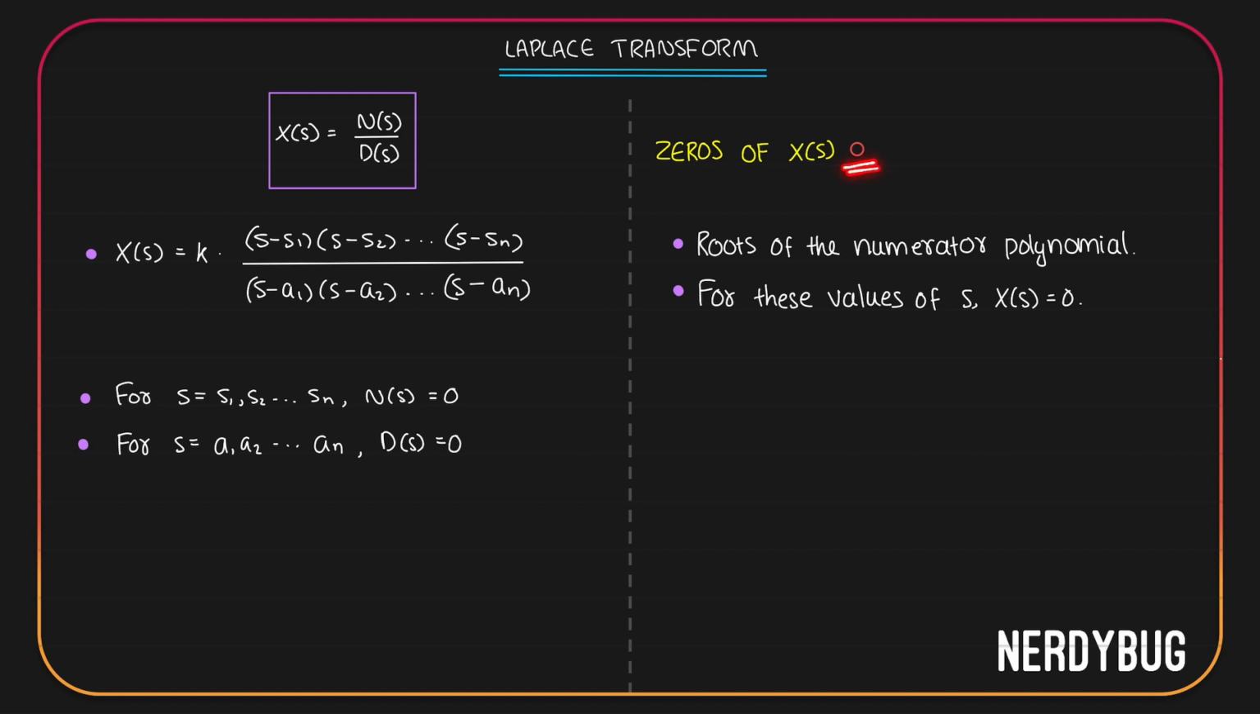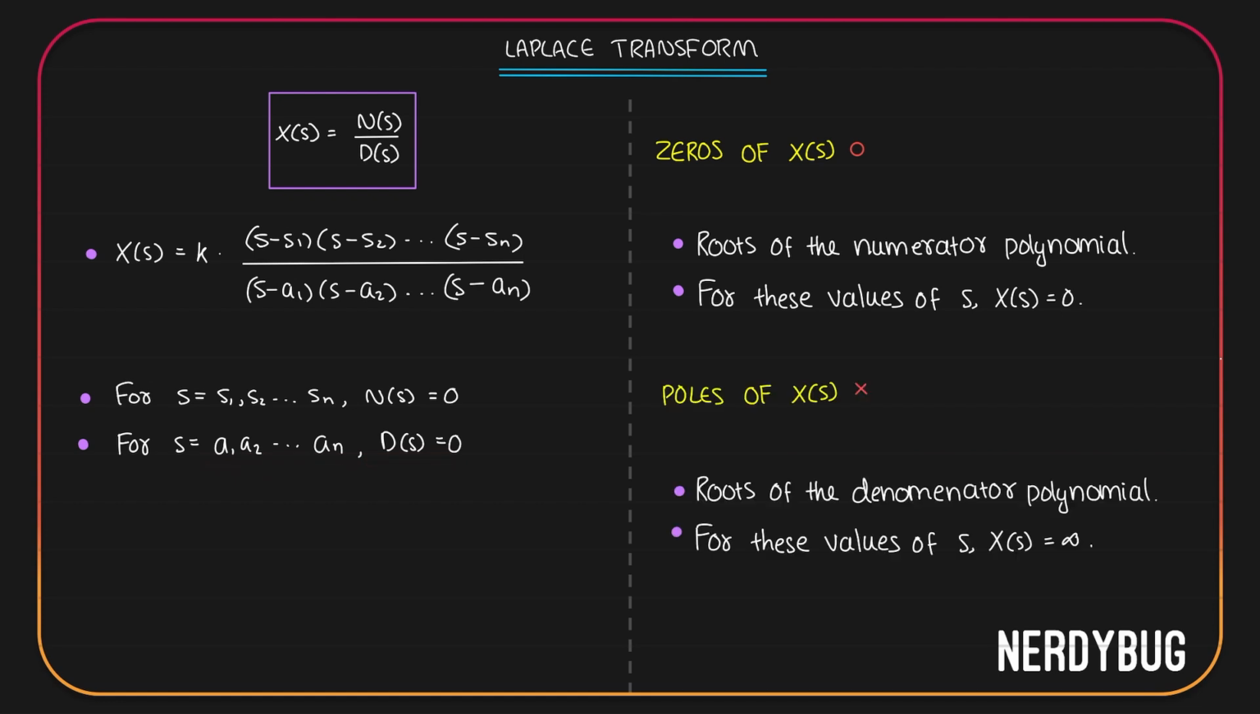We denote it by a naught like this. Similarly, the values of s for which the denominator becomes 0 are called poles of x of s. They are the roots of the denominator polynomial, and for these values of s, x of s will become infinity because the denominator will be 0. We denote it using a cross like this.